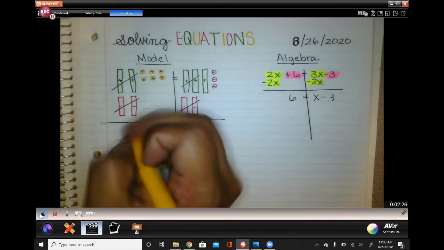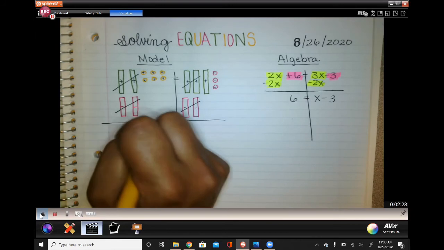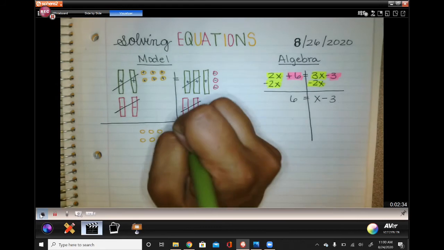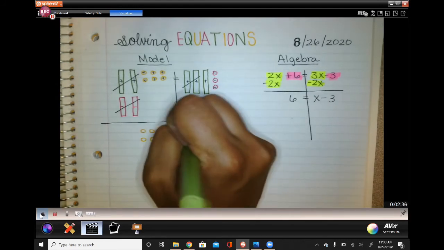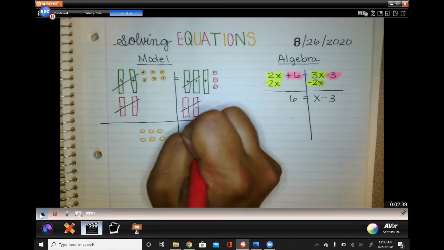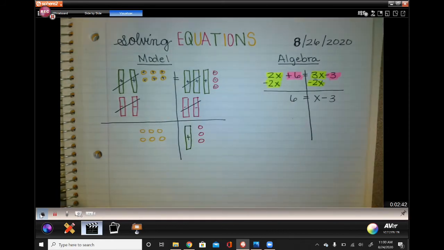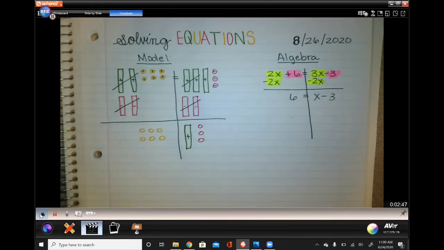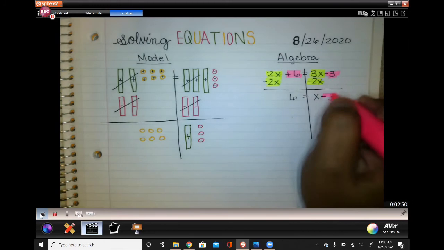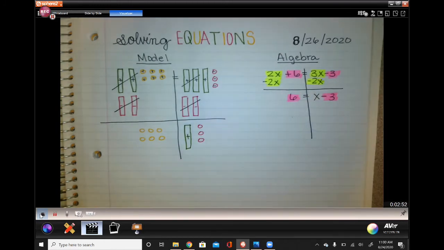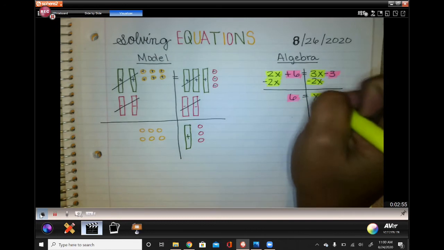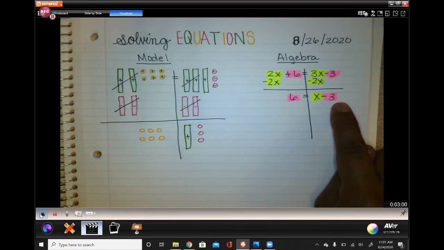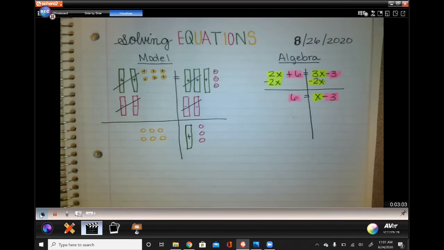And on this one side, I still have 6 positives. On the other side, I have 1 positive x, and I have 3 negative variables. So the opposite of something negative is something positive. Let's move on to our next step. And like I said, these numbers need to be joined together, and this number needs to stay alone. So what I'm going to do is I'm going to take this one pink piece, I'm going to move it over here with the 6.